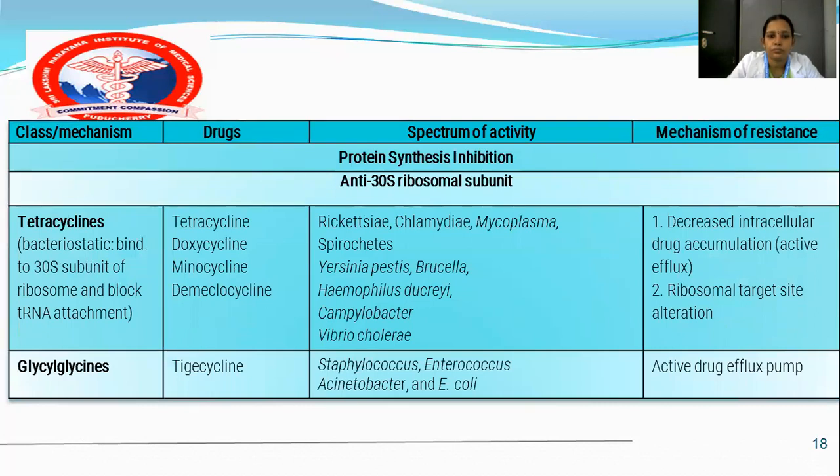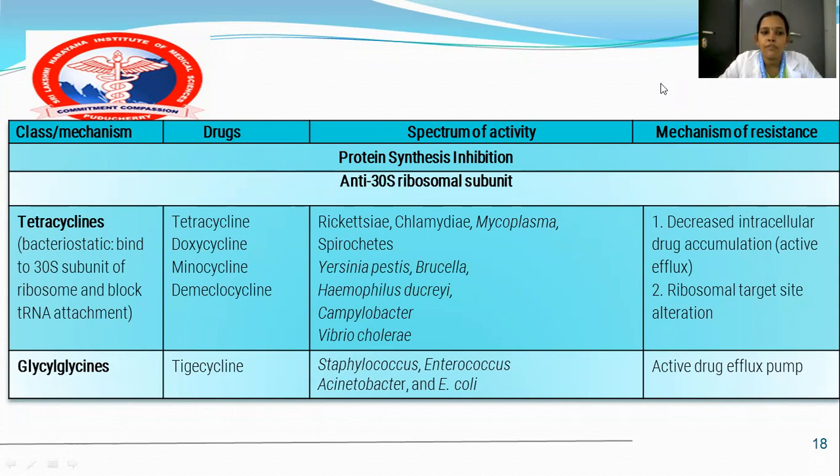Tetracyclines. This also inhibits protein synthesis, that is anti-30S ribosomal subunit. Tetracycline, doxycycline, minocycline, demeclocycline. Mostly in older days, they would use doxycycline. Now antibiotic resistance has become very important because it has become a very important issue in our community, and also at the world level it is developing resistance. So if you keep on giving second line drugs and everything, mostly the antibiotic pump is dry.